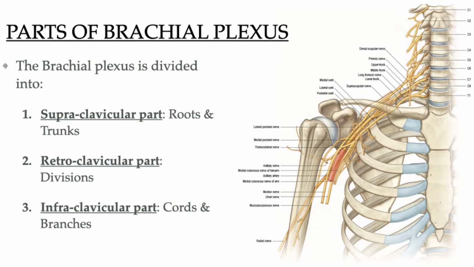With respect to clavicle, different parts of brachial plexus may be grouped as supraclavicular part, retroclavicular part, and infraclavicular part. So, in the illustration on the right side of the screen, this represents the supraclavicular part, which includes roots and the trunks of brachial plexus. Likewise, this is infraclavicular part because it is located below clavicle and it includes cords and branches of brachial plexus. The part of the brachial plexus which is present behind the clavicle, this part is called as retroclavicular part and it includes division of brachial plexus.